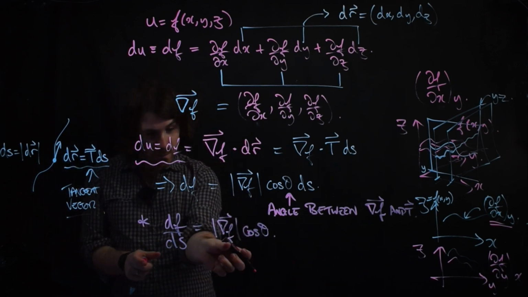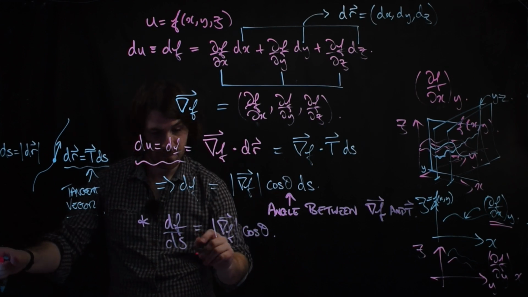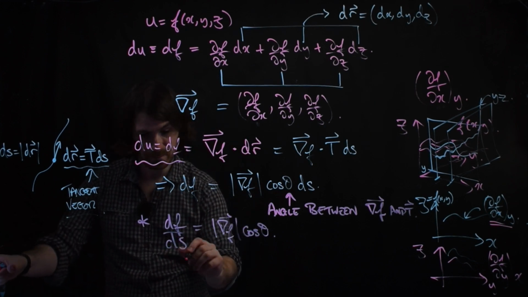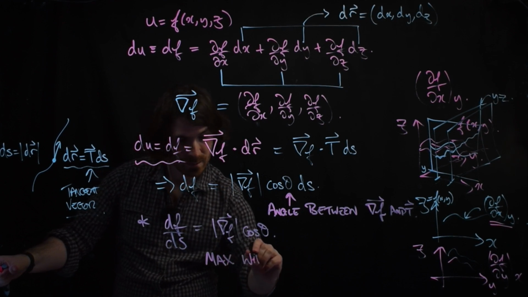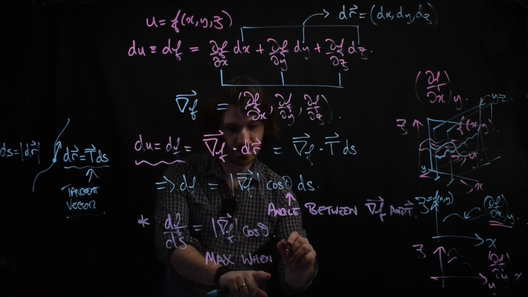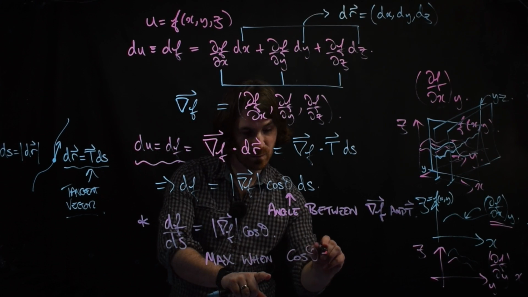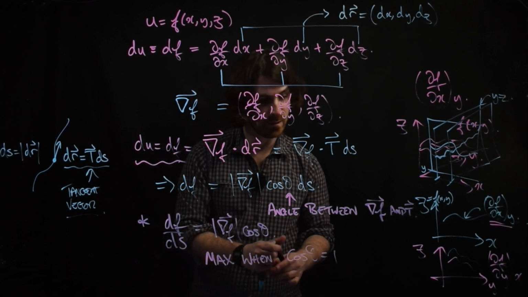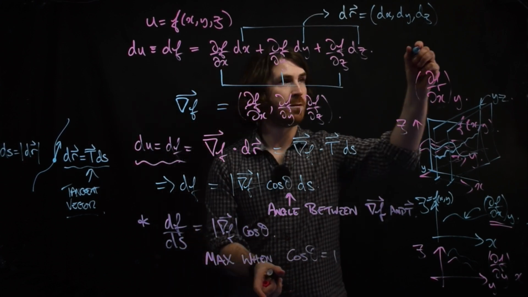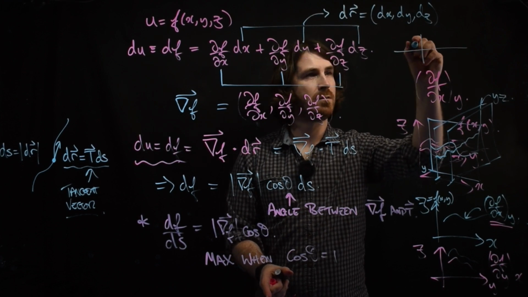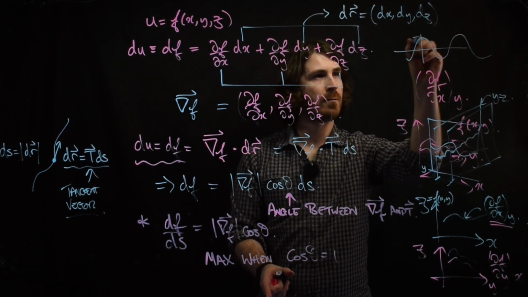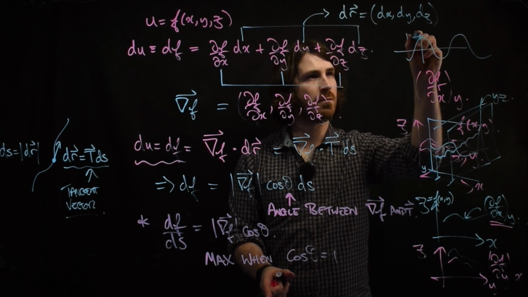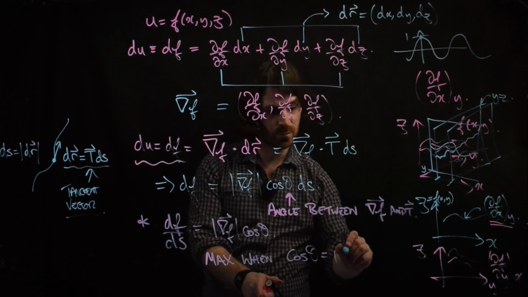So what does this gradient of f mean? This is maximum when cosine theta is 1. Remember, cosine theta goes from -1 to 1, and it's 1 when theta is 0.